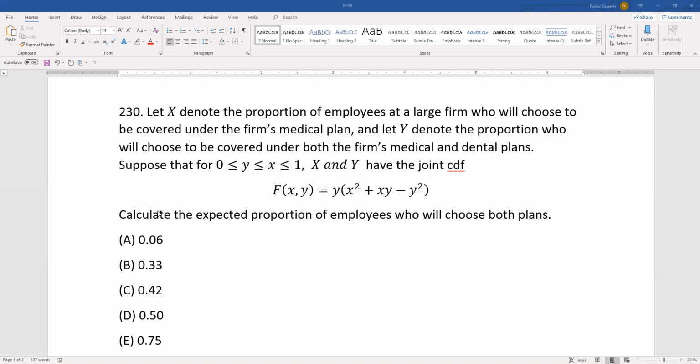So the proportion of those who choose both plans is Y. So basically we have to find the expected value of Y. This is problem number 230, and it's the first time that we are actually seeing a joint CDF, so we will go over a few formulas that will be needed in this case.